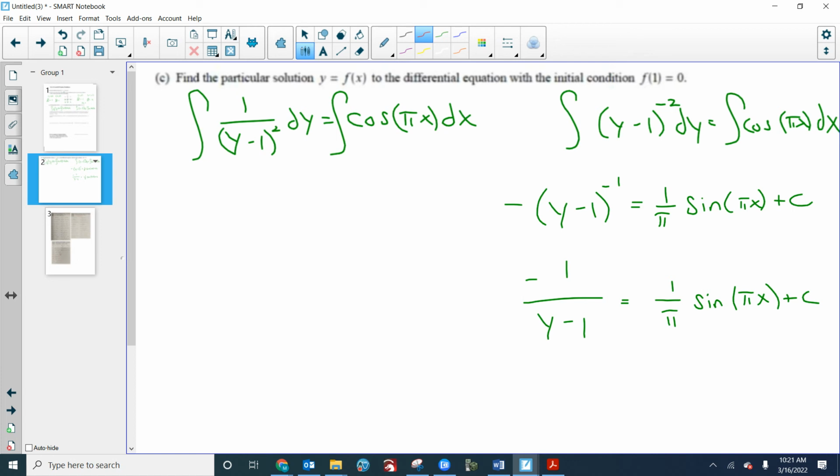All right, plug in 1, 0. All right, 0 for y. So we get 1 equals 1 over pi. Oops, I plugged in... no, I plugged in 0 for y. Good. Plug in 1 for x. What's the sine of pi? Oh my gosh, people. It should not take that long. So c is 1. C is 1.